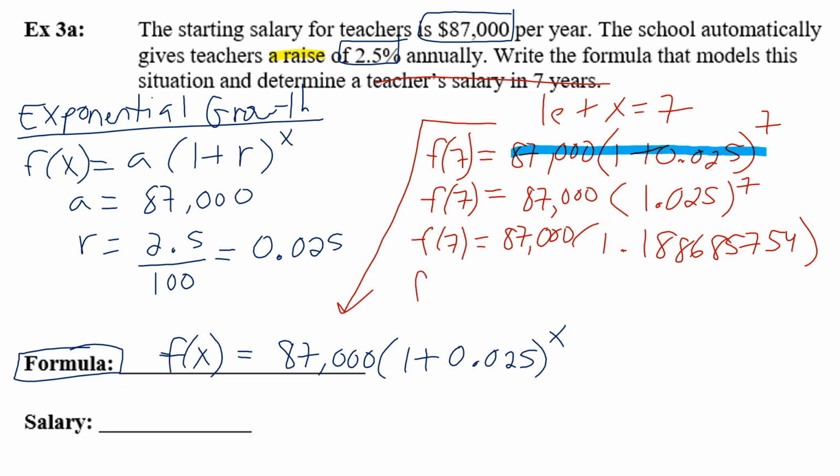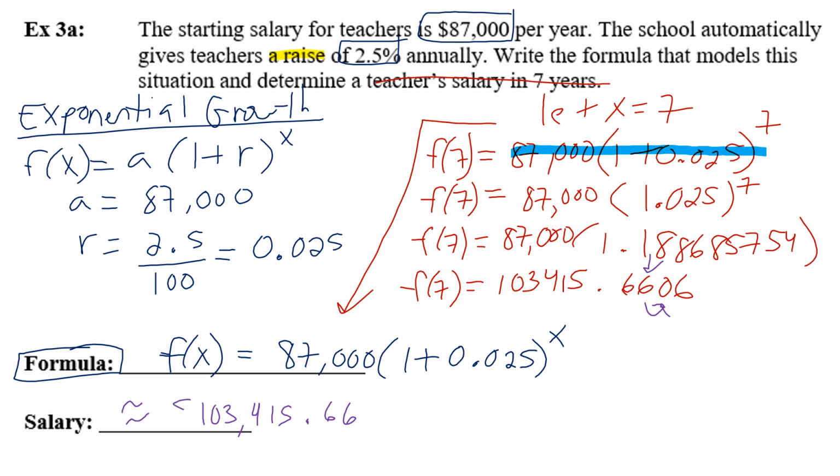Okay, so again, we have a function, we plugged in 7, and what we end up getting is 103,415.6606. Again, it didn't tell us, but we're going to round to 2 decimal places. So we'll start here with the 6, go to the right, because the number to the right is between 0 and 4, that 6 will stay the same, but we did round, so we'll say approximately 103,415.66. And because we're talking about salary, we'll add the dollar sign for this answer right here.